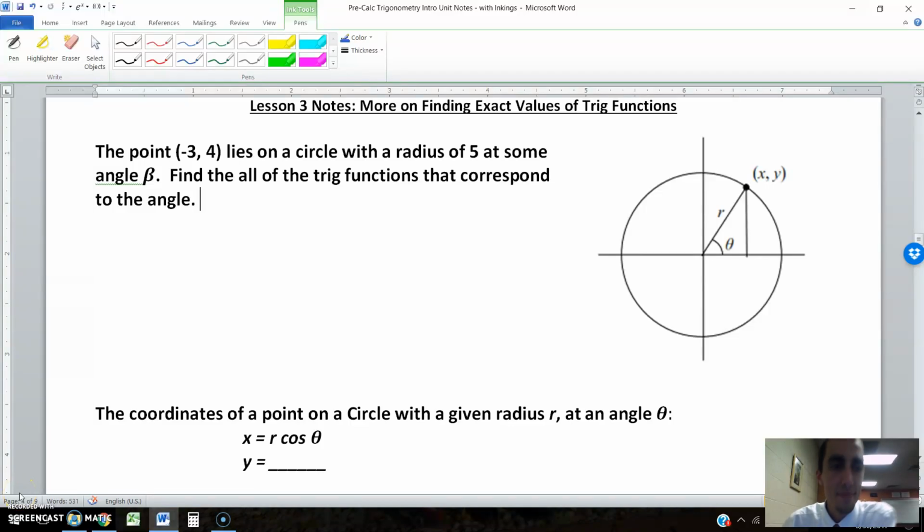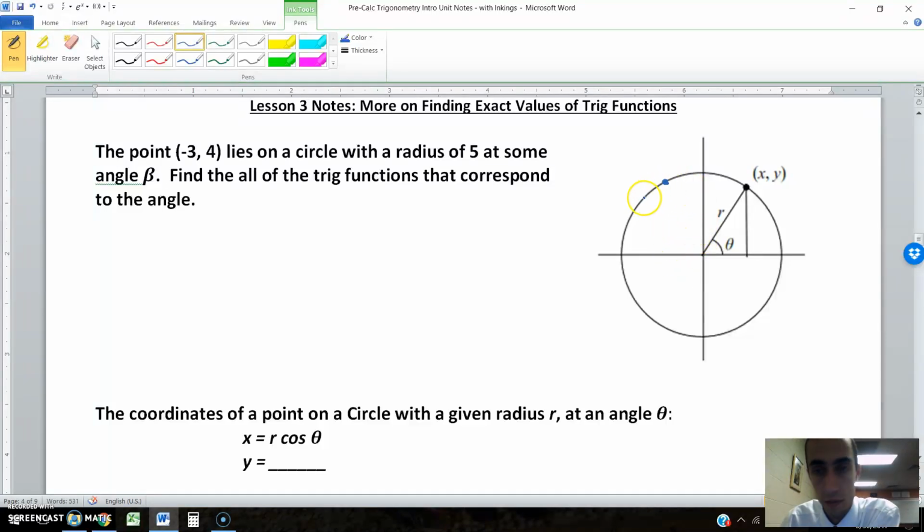Hello again. We've got a point (-3, 4) lying on a circle with a radius of 5 at some angle called beta. So this point is going to be at about 3 units left and 4 units up. We would say it's also on the circle, so I'm going to say it's somewhere about right here.